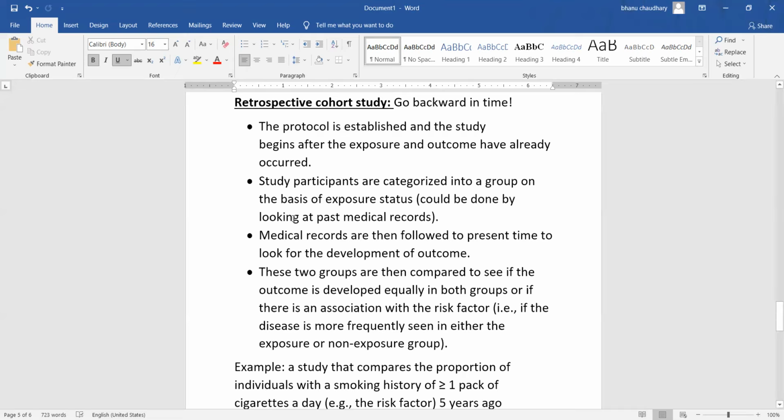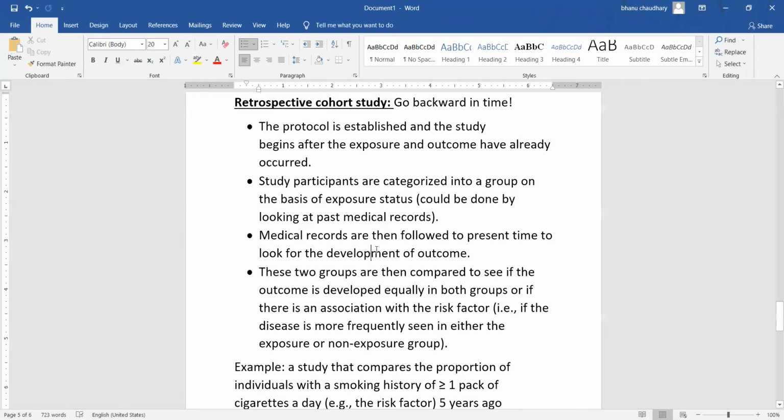So it could be done by looking at the past medical records, right? And then these records are followed to the present time. In 2020 you will check the medical records of these patients again, and then you will know whether they have lung cancer or not. So for the exposure status you will go back in time and check whether they have a smoking history or not, and for the outcome status you will look at the present records of the patients and decide whether they developed lung cancer or not. So this is the retrospective cohort study.